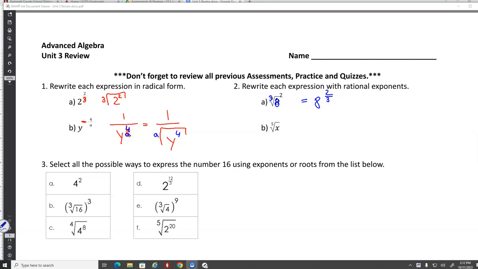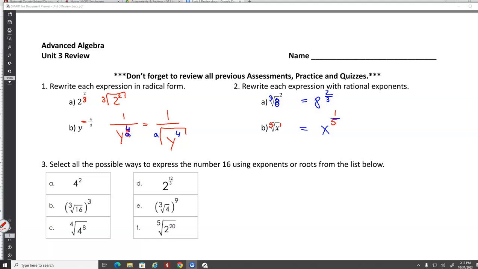Same thing for example B. Again, your base is x. Okay, you're going to have a fraction. Again, what comes from the outside, which is 5, goes on the bottom of the fraction. And a 1, which is the exponent of x, goes on the top.